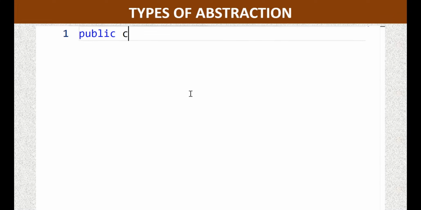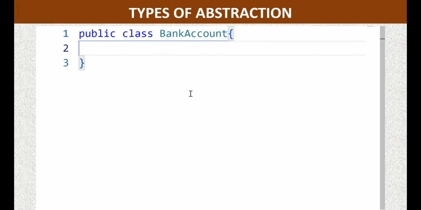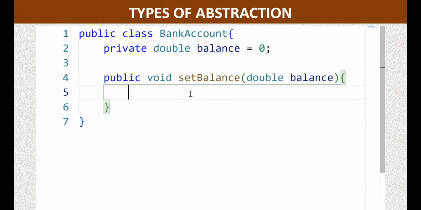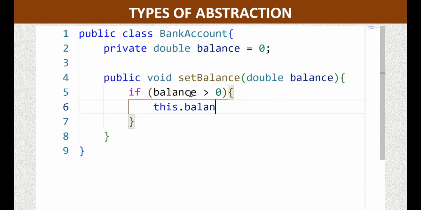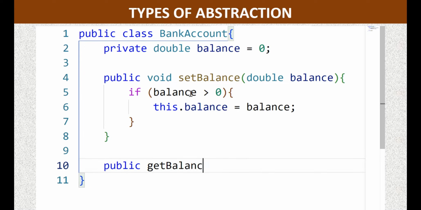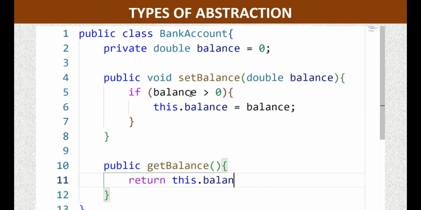Create a bank account class and set the balance property type as private to prevent outside interference. Set its initial value to 0. Now we create two methods, setter and getter. Setter method is setBalance, and getter method is getBalance. Setter method is just used to put a value, and this value is assigned to the property whose type is private. Getter method is used to get the value that was assigned to the property.